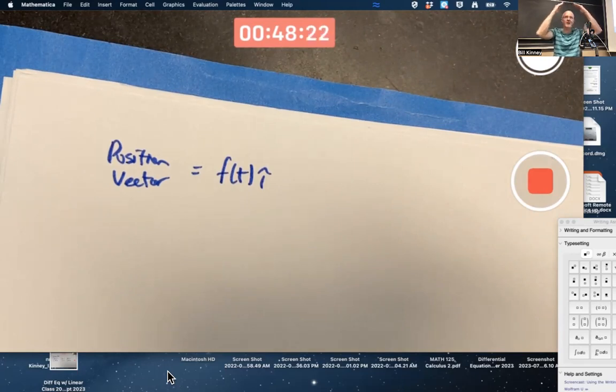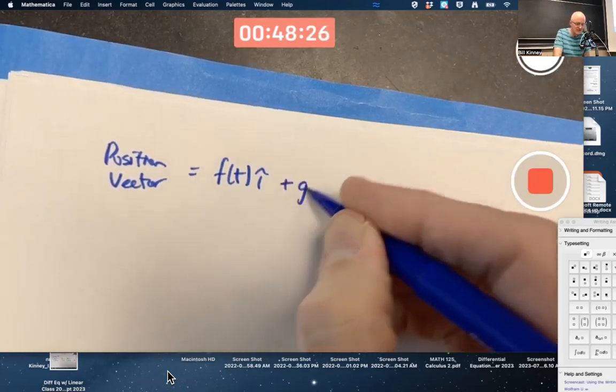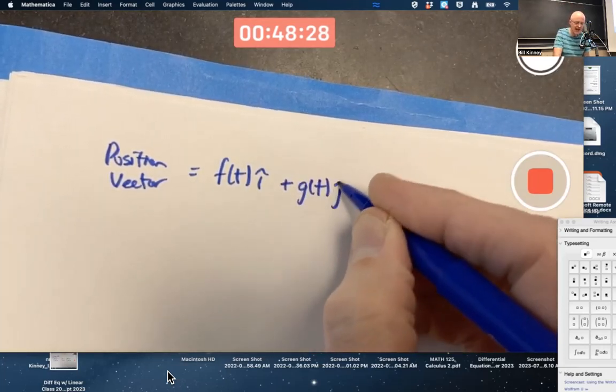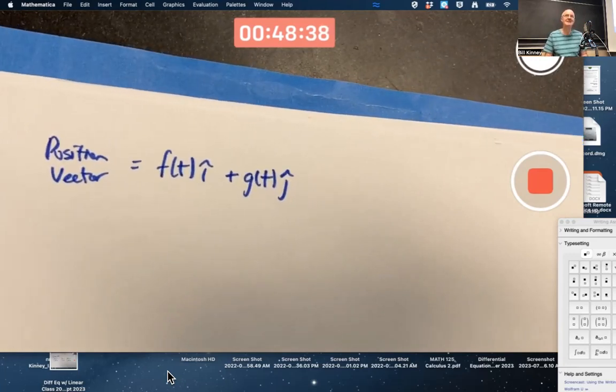Where's the dot for the i? Well, we don't bother making it. Plus g of t j hat, and we don't bother making the dot for the j either. The j is also wearing a little hat. What in the world is this? It's notation to represent the position of the bug as it moves in terms of what's called a position vector.